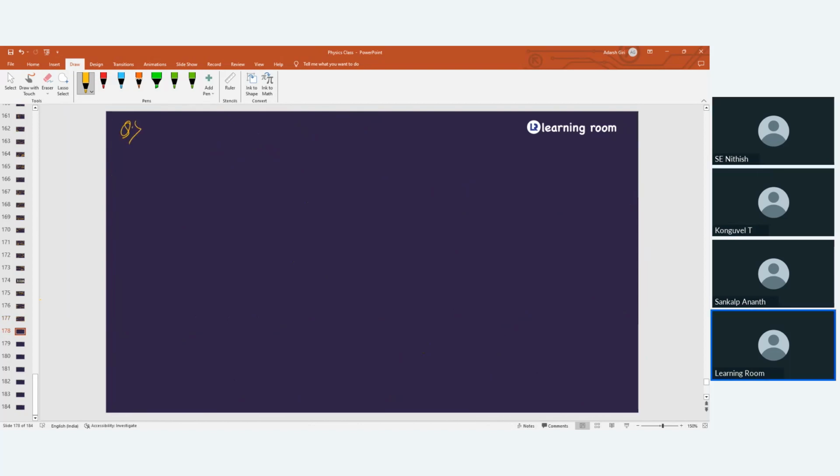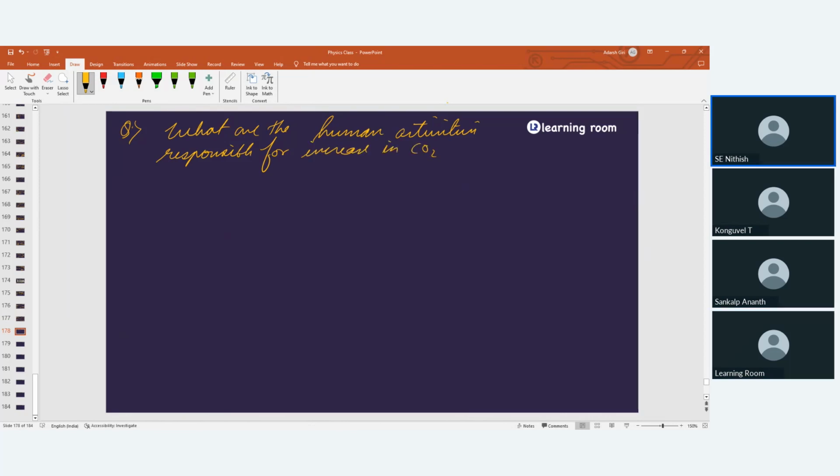So, homework question. What are the human activities responsible for the increase in greenhouse gases? I just want you to study this chapter particularly, because lots of theories are there. That's why I'm giving you these typical questions. CO2 gas, that's a pretty easy homework. Read this chapter and then give the answer.